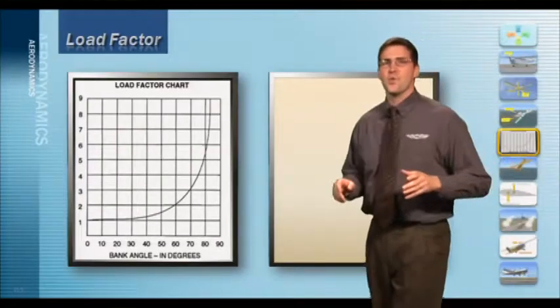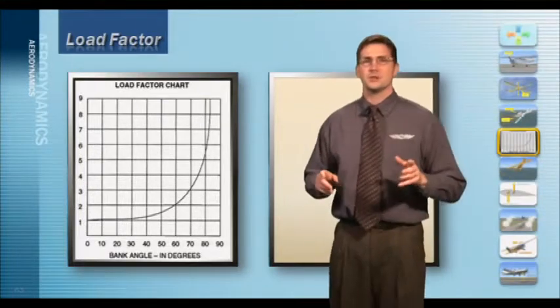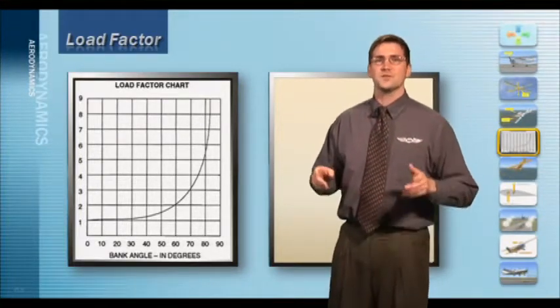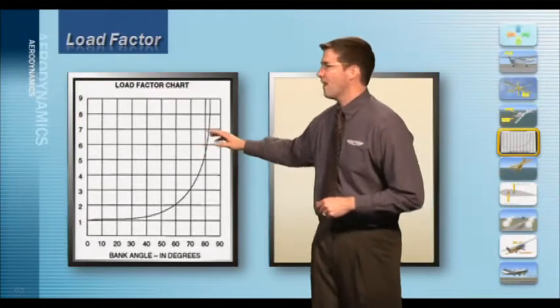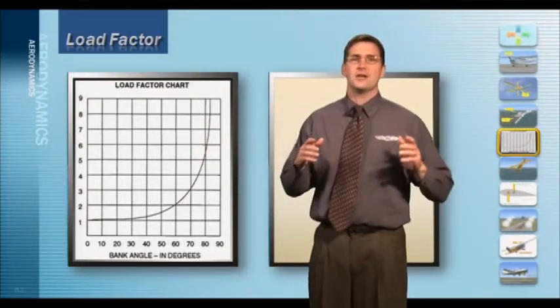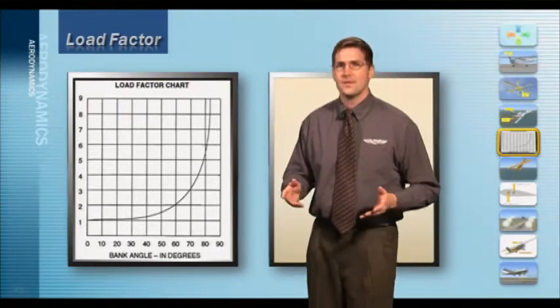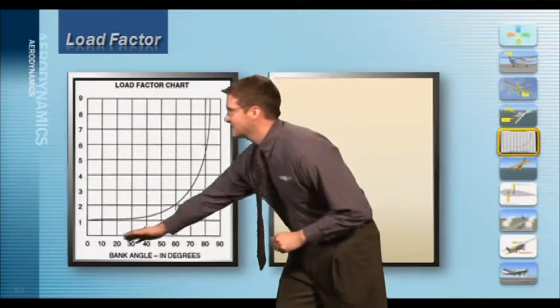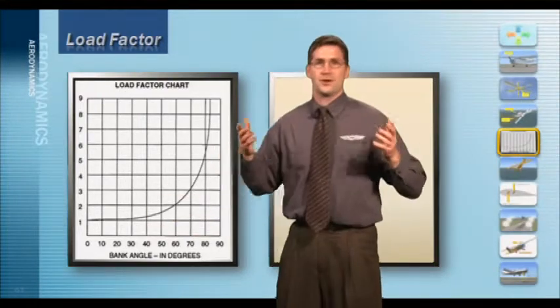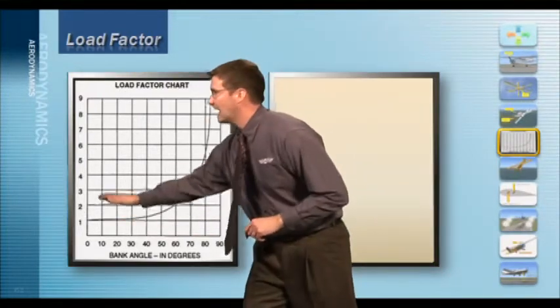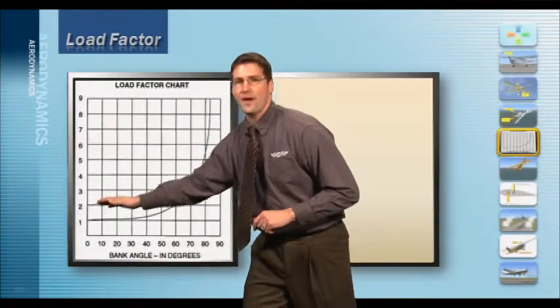Load factor of a wing is the ratio between the resultant lift and the airplane's weight. We can use this graph that you see right here. It's called a load factor chart, and it's typically found in your aircraft's operating manual. Now, down here on the x-axis are some bank angles in degrees. These are angles of bank we may use during our flight. On the vertical axis right here, you can see the load factor.